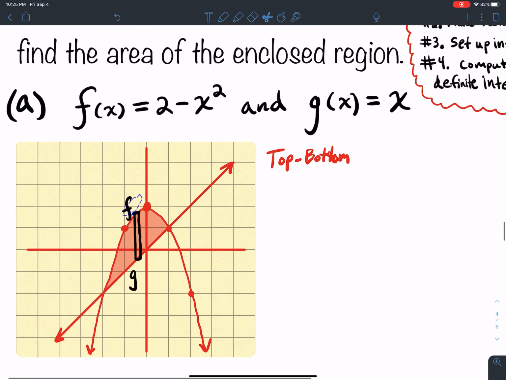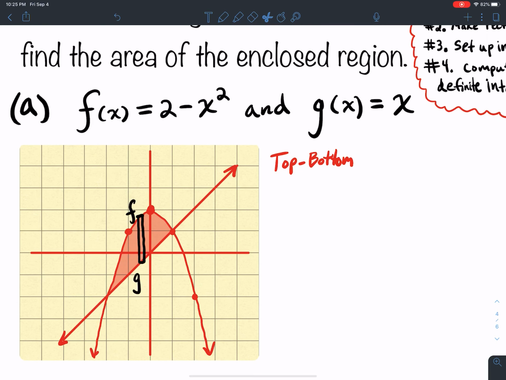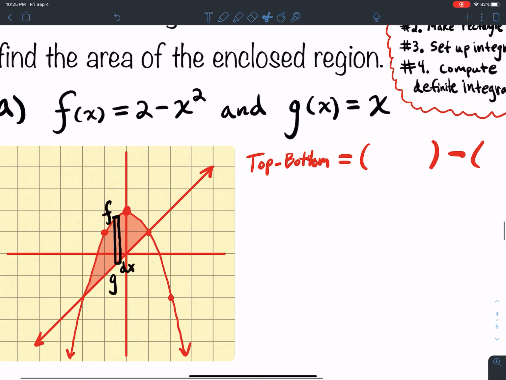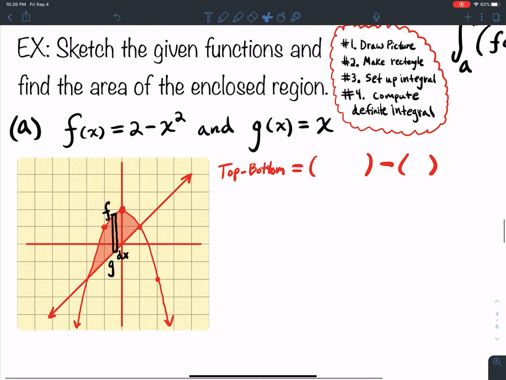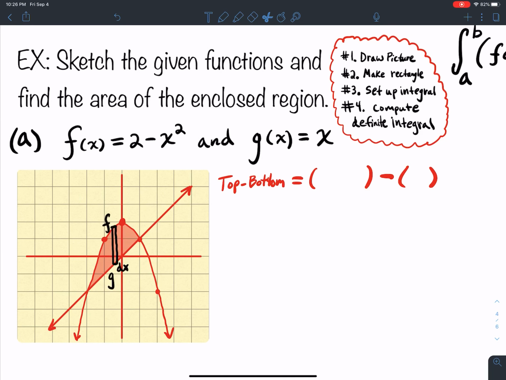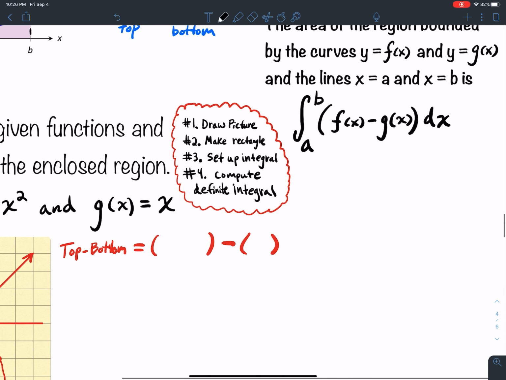So my top function is the parabola. The bottom function is the line. So f minus g is going on here, and I've got my delta x. So the top minus the bottom. We're trying to set up the integral, right? To set up the integral, what do I need? I need my top function minus my bottom function.